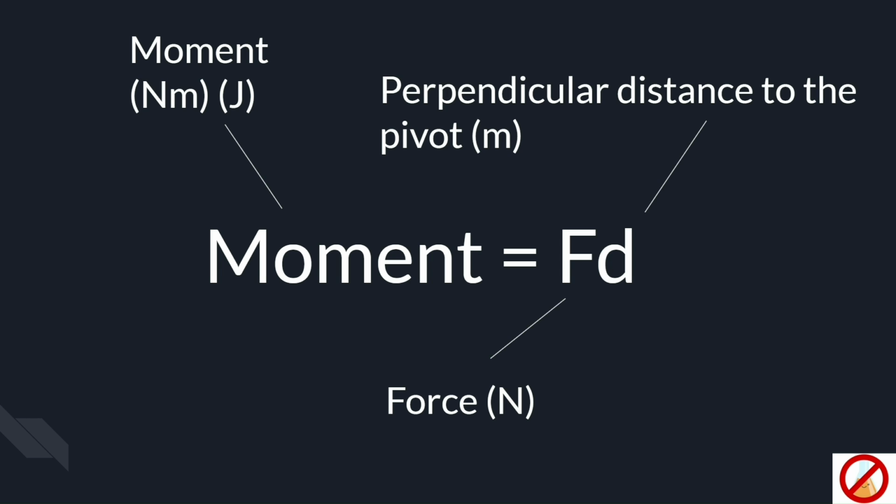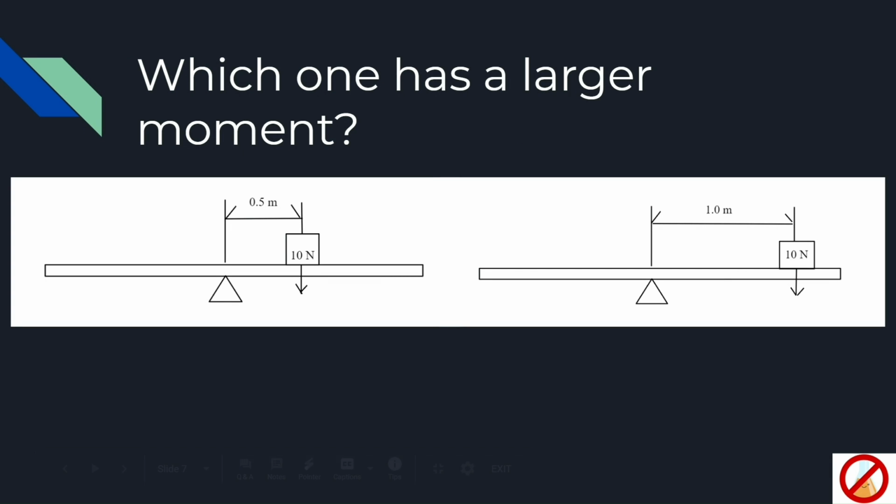So this is the version of the formula you have to remember for principle of moments, and I'll explain why later. Why don't we just give it a go at some questions straight away based on the formula we have from before. You've got two scenarios here, two seesaws, and they have the same object, but they're placed at different distances to the pivot. My question now is, which one has a larger moment? Pause the video for now, do some calculations, come up with an answer, and tell me which one has a larger moment.